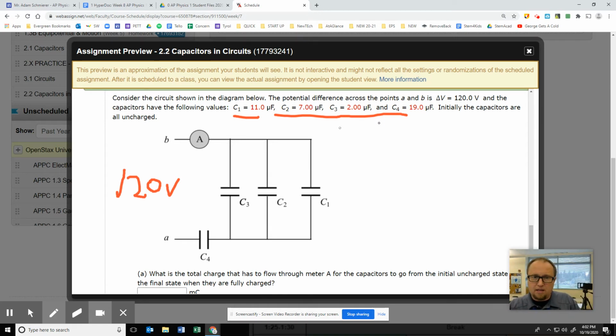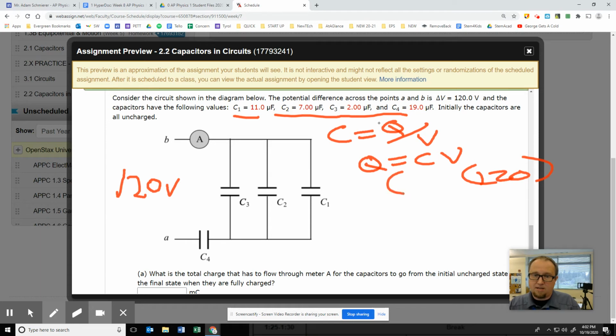So we're going to use the idea that C is Q over V. So the amount of charge is CV. Well, I need to know what the total capacitance is because I know what the total potential is, 120. So I can use that, but I need to know what my C is. All right, so C1 is 11, C2 is 7, C3 is 2, C4 is 19. So to find my total, these guys are parallel, so I add them together. I get 20.